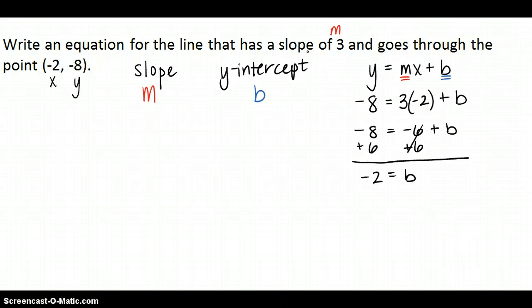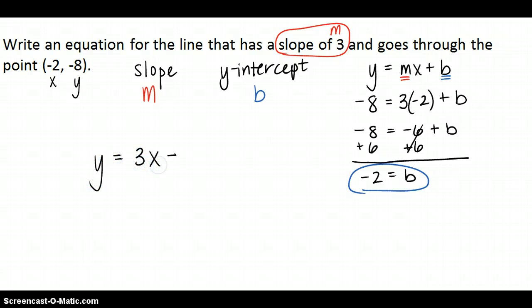So now I have my slope. I know that my slope is 3. I have my y-intercept, which we just found out to be -2. And we take those 2 values and we substitute them back into the original equation. So our final answer would be y equals 3x plus a -2.